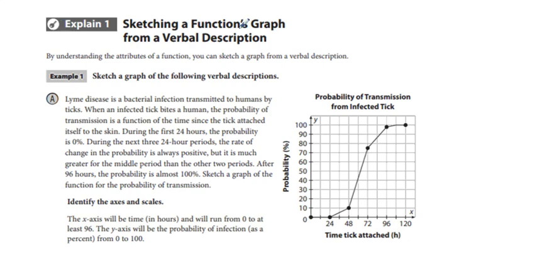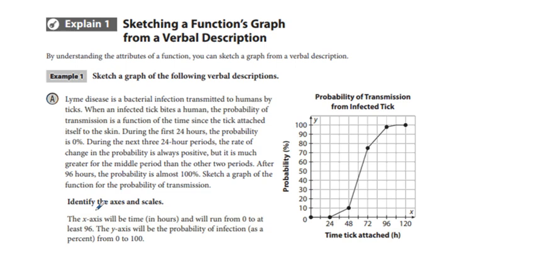Explain one. Sketching a function's graph from a verbal description. By understanding the attributes of a function, you can sketch a graph from a verbal description. Lyme disease is a bacterial infection transmitted to humans by ticks. When an infested tick bites a human, the probability of transmission is a function of time since the tick attached itself to the skin. In the first 24 hours, the probability is 0%. During the next three 24-hour periods, the rate of change in probability is always positive, but is much greater for the middle period than the other 2 periods. After 96 hours, the probability is almost 100%. Sketch a graph of the function for the probability of transmission.